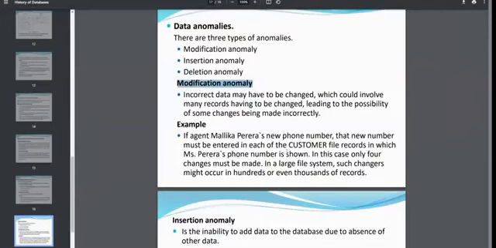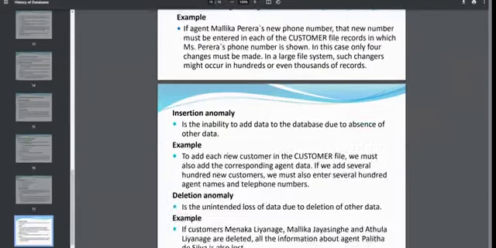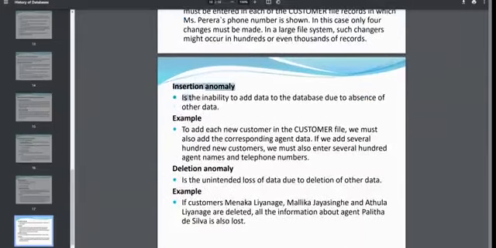When we are modifying some data, there could be some anomalies. Then not all the places would have the new phone number. That is the problem. That kind of scenario can be considered a modification anomaly. Another problem is an insertion anomaly. Again, read and understand this.